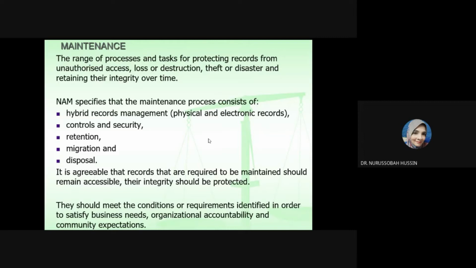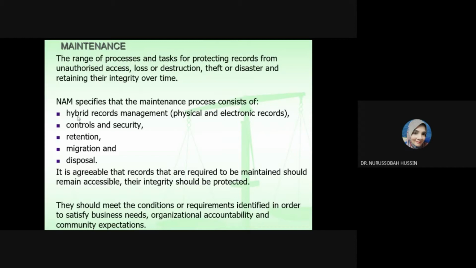According to the National Archives of Malaysia, the maintenance process consists of hybrid records management, control and security, retention, migration, and disposal. What is hybrid records management? Basically, hybrid records management deals with documents or records that are available in two forms, which are hard copy format and also digital format. So it is necessary to have functional requirements to identify how these records should be linked.